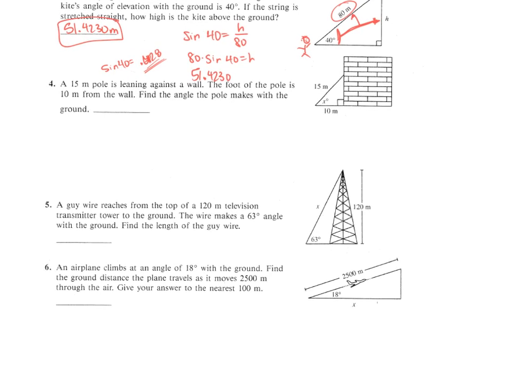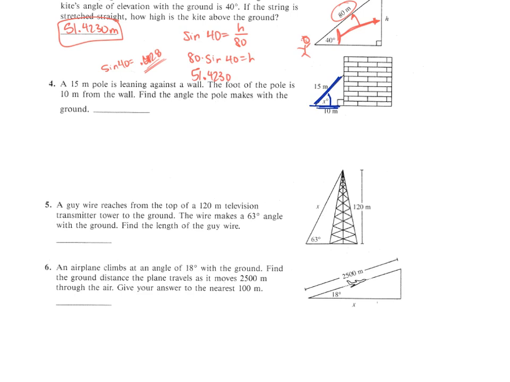Let's change the pen color again. A 15-meter pole is leaning against the wall. So here's the pole. It's leaning against the wall. The foot of the pole is 10 meters from the wall. Find the angle the pole makes with the ground. So we need that angle right in there.